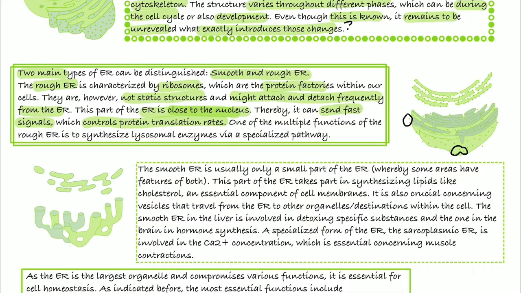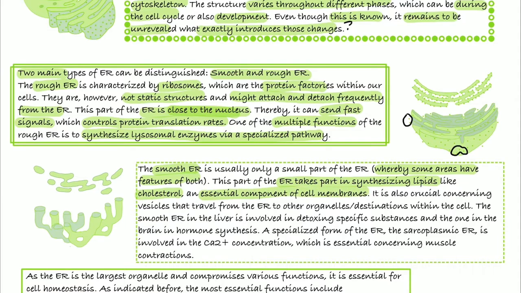And one of the multiple functions of the rough ER is to synthesize lysosomal enzymes via a specialized pathway. Now, when we're talking about the smooth ER, the most striking feature is that there are no ribosomes and that we've got tubules instead of sacs. Now, actually, there are some areas which have features of both. The smooth ER takes part in synthesizing lipids like cholesterol, which is an essential component of cell membranes.